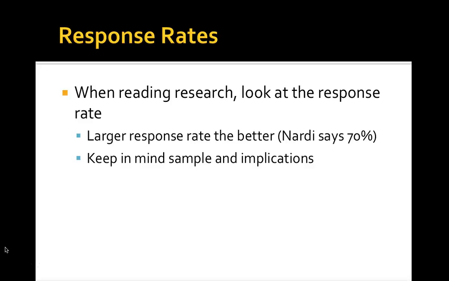When reading your research, it's important, of course, to look at the type of sampling procedure that was used, the type of survey instrumentation, or whether it was experimental or quasi-experimental design, and then to also, for example, if you're looking at survey research, to look at the response rate. The larger a response rate to a survey, the better. The NARDI text says that a response rate of higher than 70% is usually really good. That's not always realistic. So you want to make sure that you're keeping in mind when you're reading the sample, how large the sample was, and the implications for the study.